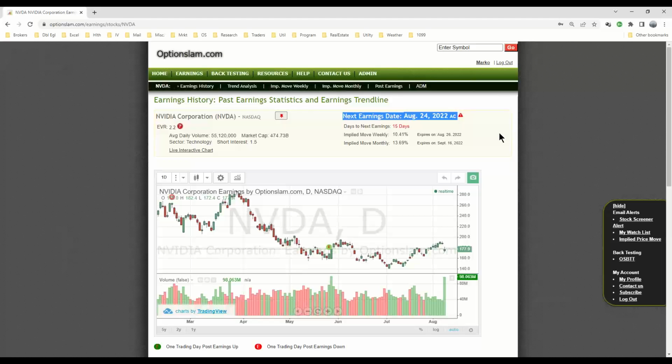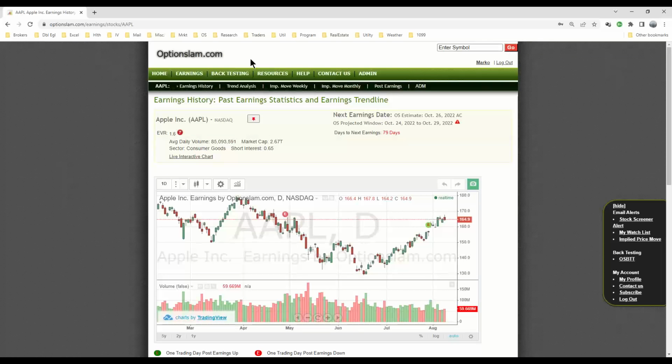It emphatically states that the next earnings date is going to be August 24th. So this is the way you can tell whether a date is confirmed or estimated. Either we are using the language estimated or we're not. Back to Apple, I simply type the symbol in that top right-hand corner, hit enter on my keyboard or click that button, and I'm back to Apple's earnings history page with the OptionSlam projected window, estimated date, and approximate days between now and October 26th.